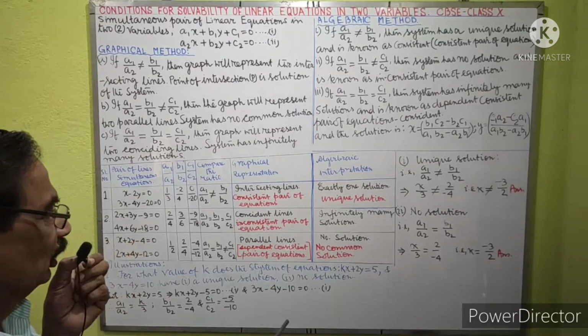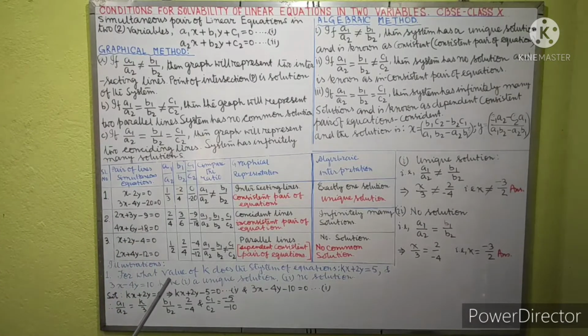Now in this table you will be able to understand the conditions very nicely, because it has been discussed with examples. This is serial number 1, a pair of simultaneous linear equations, 1 and 2. Here a1 by a2 equal to 1 by 3, b1 by b2 equal to minus 2 by minus 4.